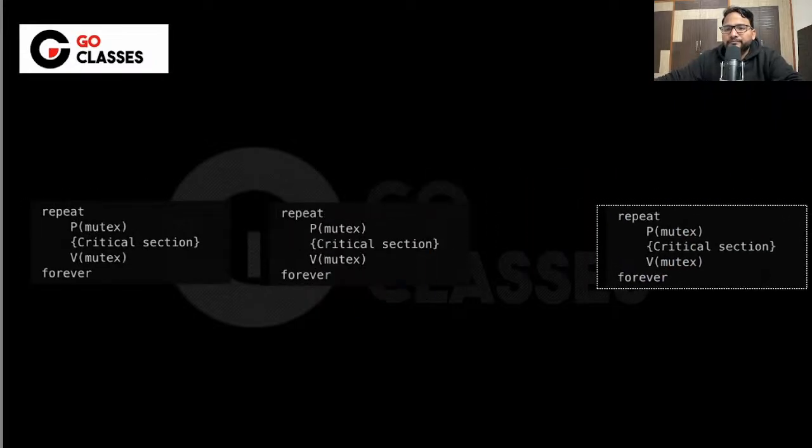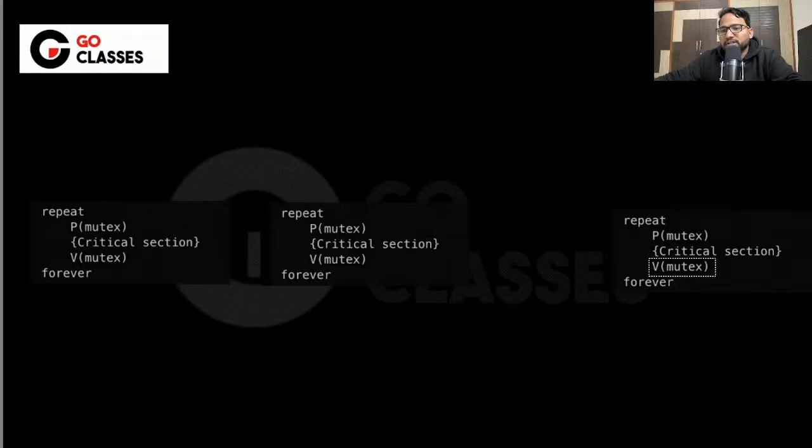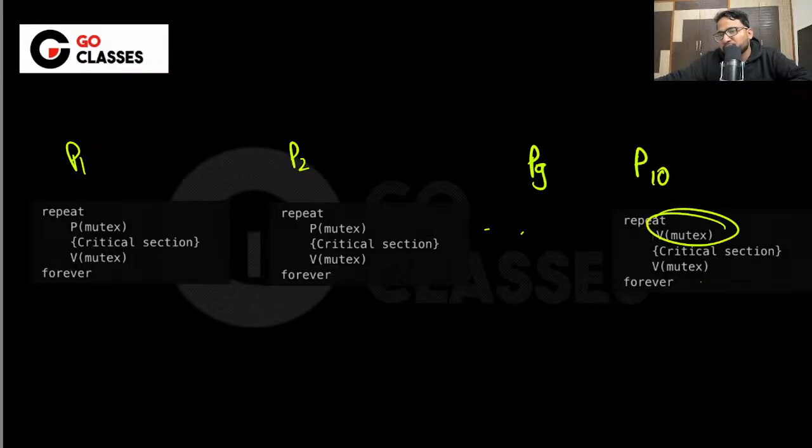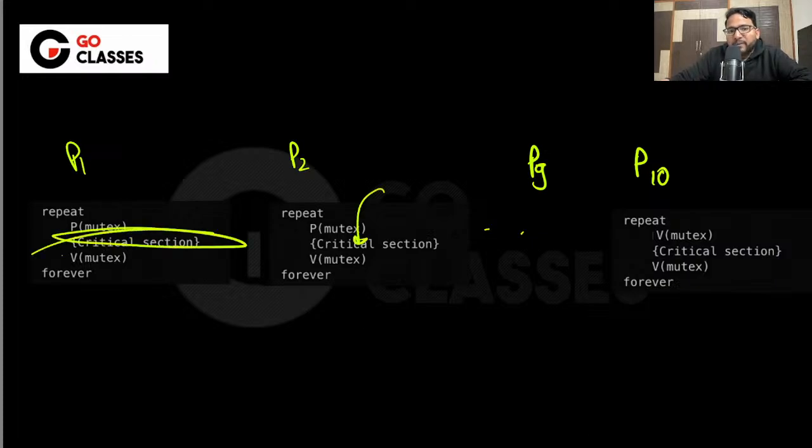Among the 10 processes, all the processes have this P and V structure. For example, P1 to P9 each have the P and V structure, but P10 has V and V at both places. Now maybe P1 gets entered, and then P2 can't enter directly, because P1 is in the critical section. But P10 can help.